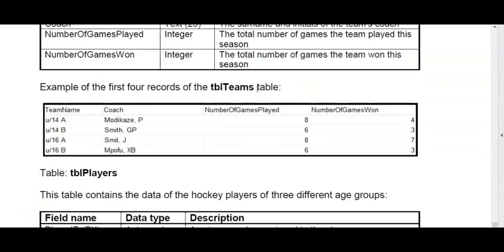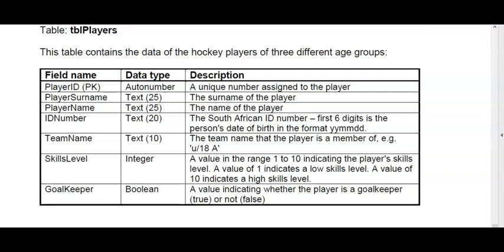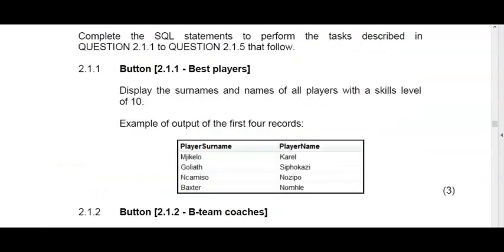Also have a look at the first four records of this table and note the name of the teams, with a little space between the number and A or B. Then we have the table called TBL Players that holds records about the players in each team. You'll see they have a primary key as an auto number, a name and a surname and ID, and then the team name through which they are linked to TBL Teams. So it follows the same layout. And then their skill level, a number from 1 to 10, and whether they're a goalkeeper or not as a Boolean value. So here is question 2.1.1.